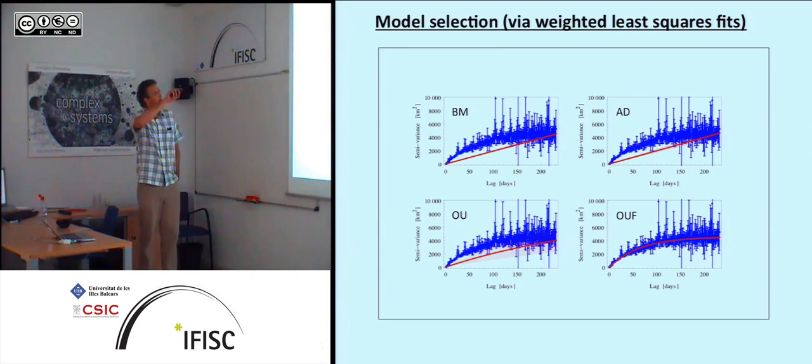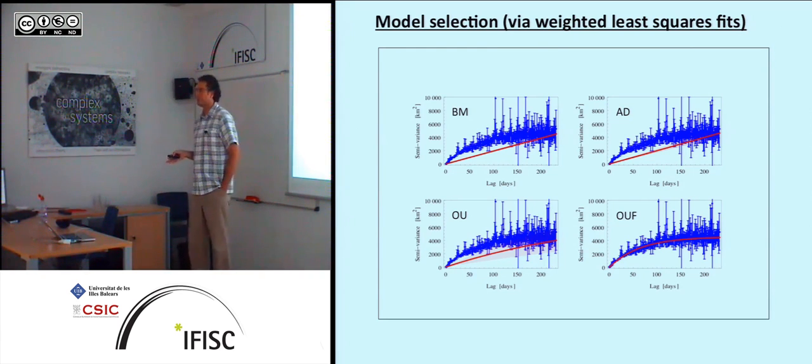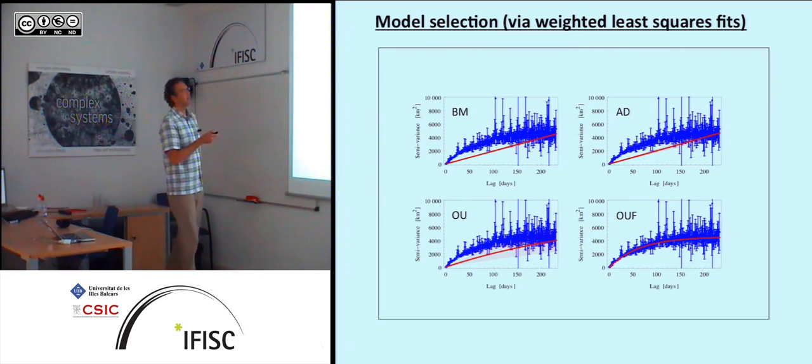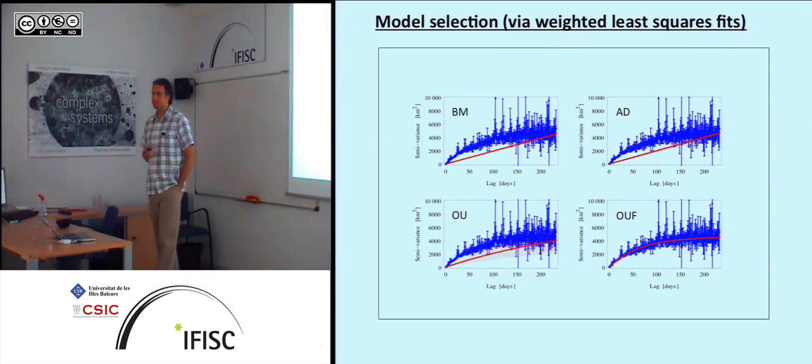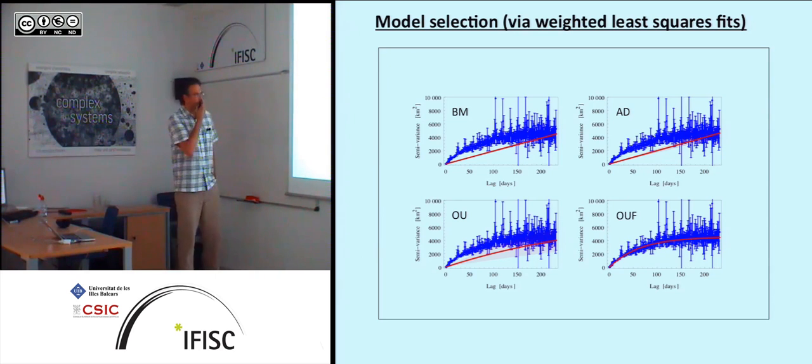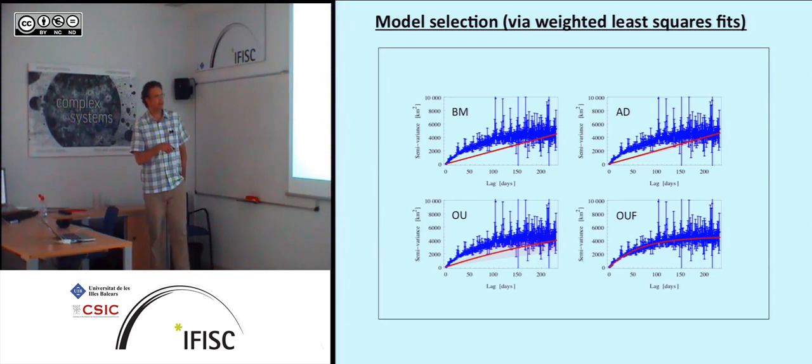Okay, so here's semi-variance versus time lag. The blue points are from the data, the estimates of the semi-variance averaged across all 36 animals. The bars are 95% confidence intervals. And then we fit each of these four models. This is Brownian motion, anomalous diffusion, the OU process, and what we're calling the OUF process, our generalization of it, to the data via weighted least squares regression that accounts for the different precision in these estimates. And this is what we get. So the OUF process looks like it's consistent with the data. These other three, not so much.